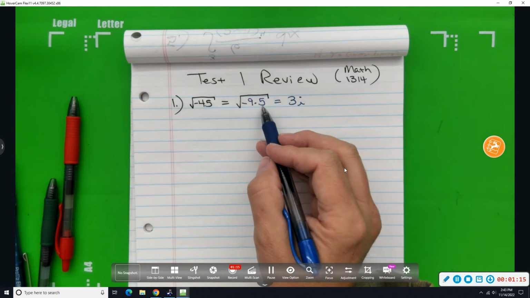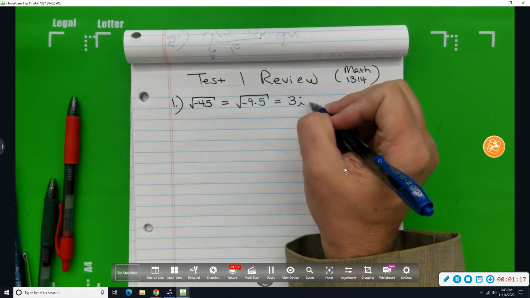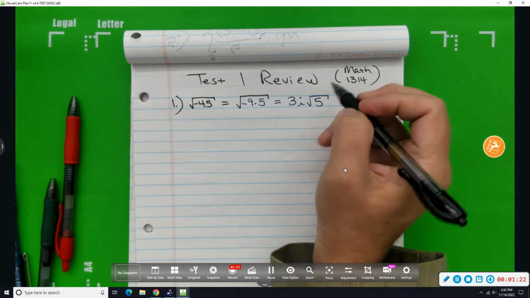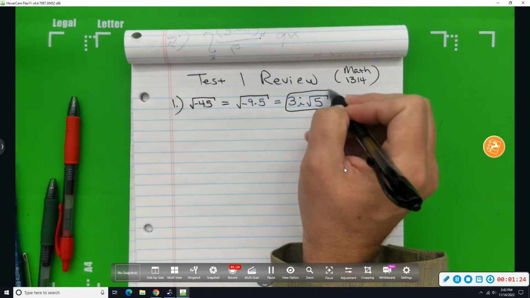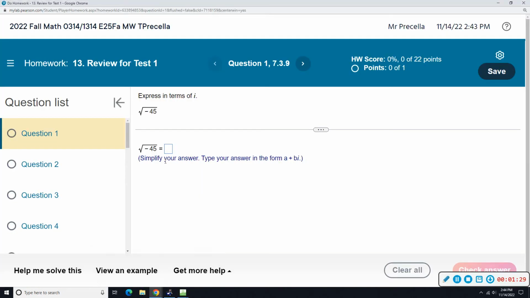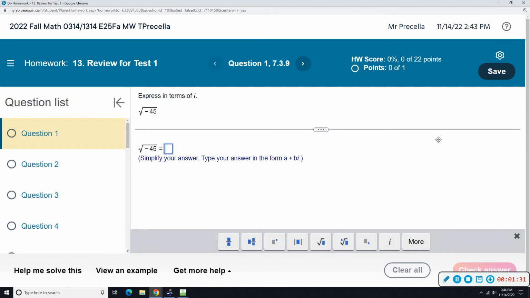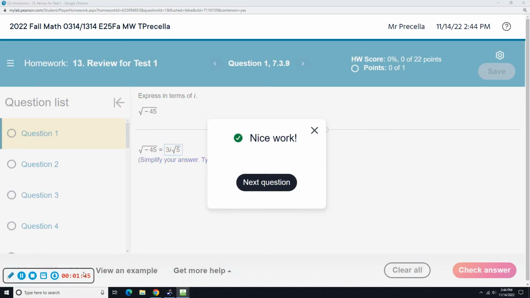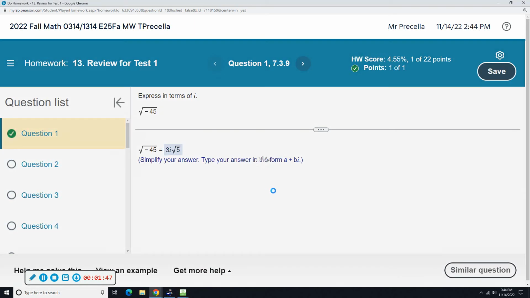What are we going to do with the 5? We leave it under the radical, correct. So the square root of negative 45 can be reduced to 3i square root of 5 using imaginary numbers. So we type in 3i, we need a square root, and under that square root symbol we put a 5. Okay, next question.